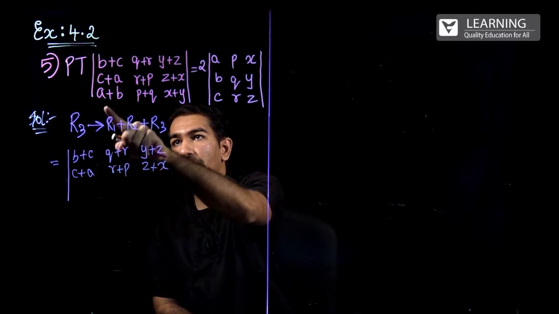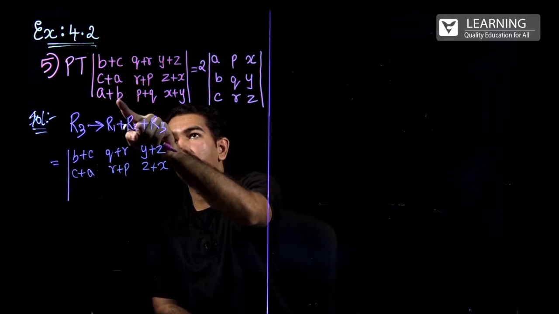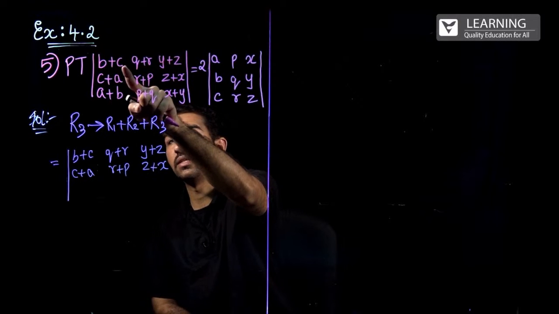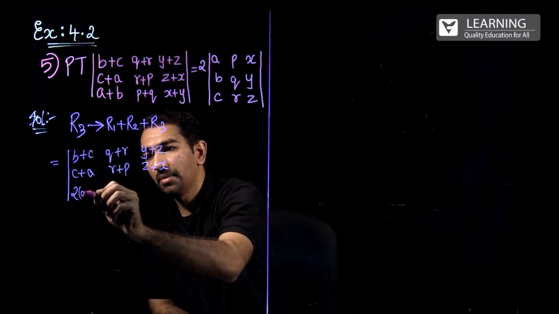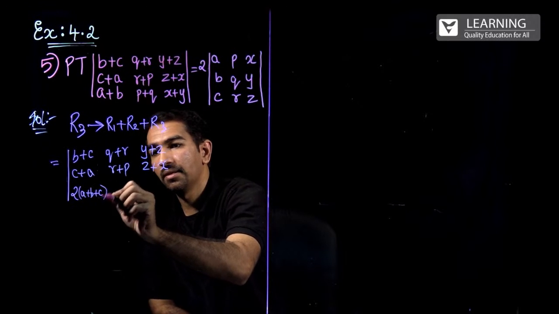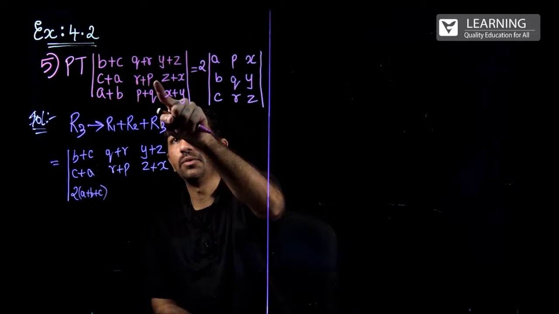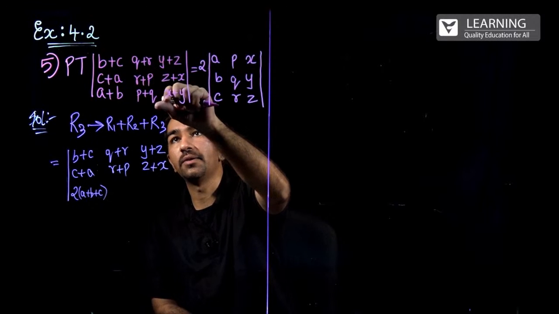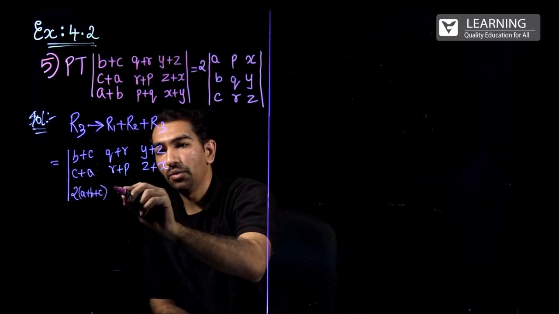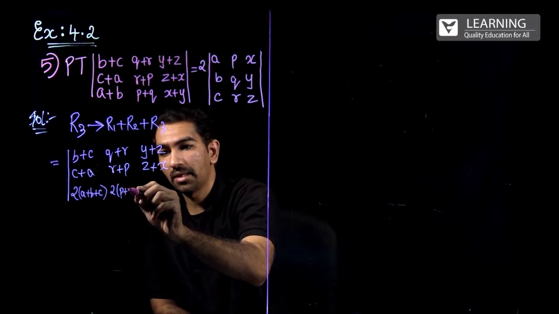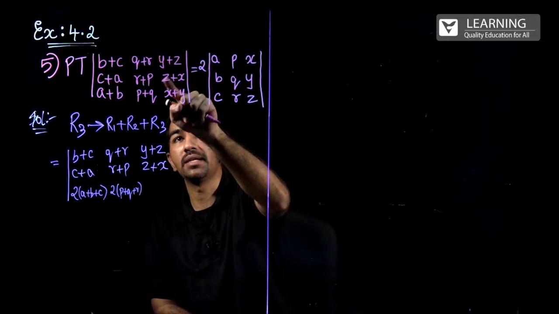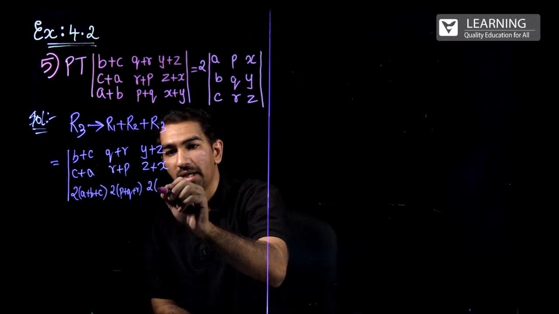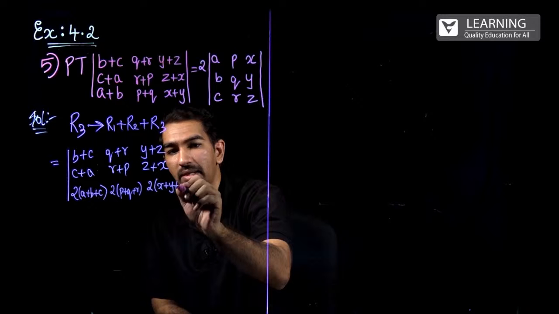See, what will happen to row 3? A plus A 2A, B plus B 2B, C plus C 2C, correct? So if you take out 2 outside, it will become A plus B plus C. Same thing here, P plus P 2P, R plus R 2R, Q plus Q 2Q. So again you take out 2, it will become P plus Q plus R. Same thing here, X plus X, Y plus Y, Z plus Z, take out 2 outside, so it will become X plus Y plus Z.